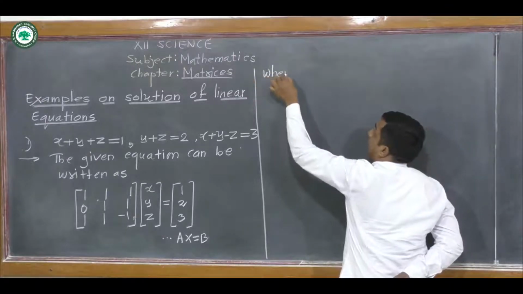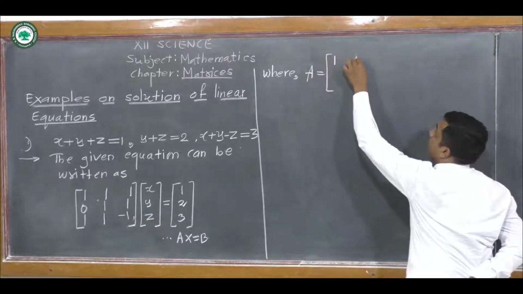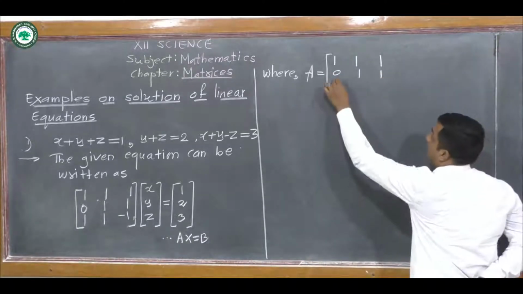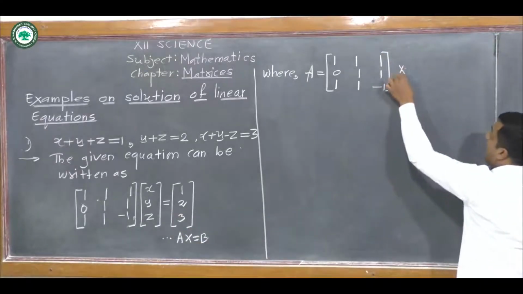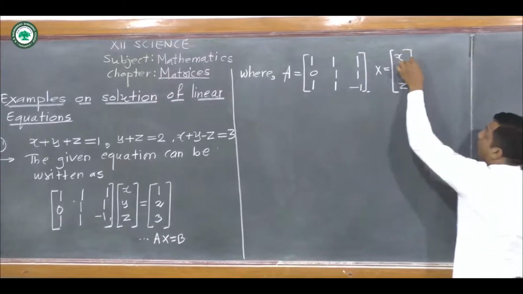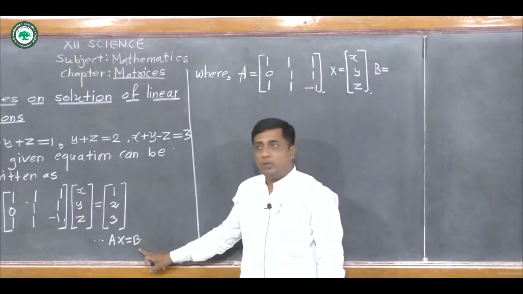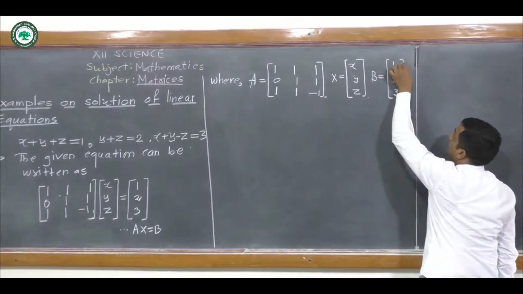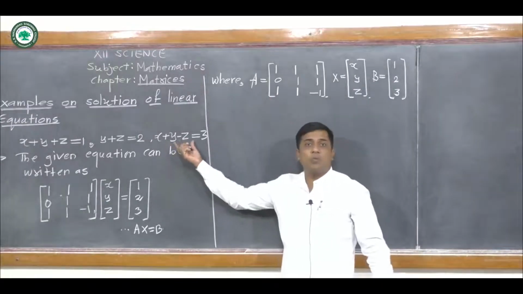Here A is the matrix of coefficients of the variables, where the first row is 1, 1, 1, the second row is 0, 1, 1, and the third row is 1, 1, minus 1. Then capital X is the second matrix, the column of variables x, y and z. In the last, matrix B is for the constants 1, 2, 3, which we write as a column matrix. Using this A, we find the inverse of A to find the values of x, y and z.